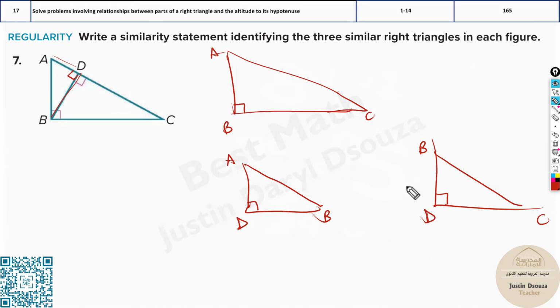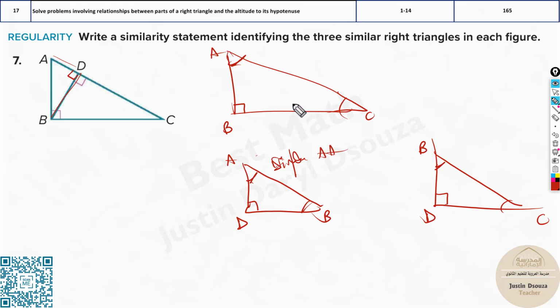Why? Because we have 90, 90, 90. That's fine. But you can see there's A and A. That is equal. This has B and B. That is also equal. And this has C and C. If you have any 2 angles equal to each other, then done. They are equal. So this and this are similar. Why? Because they're similar by AA similarity.